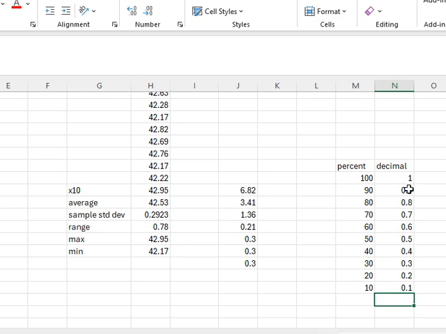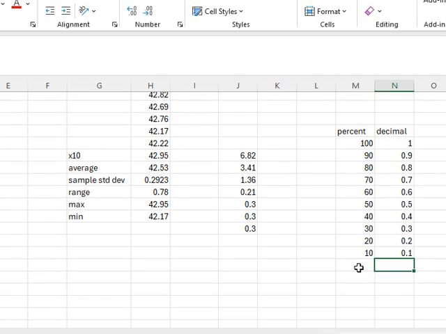So 0.1 all the way to 1. So 1 is 100%, 0.9 is 90%, 80% is 0.8, 70% is 0.7. If you have something like 35.6 percent, you do the same thing: 35.6 divided by 100, and you get 0.356. And if you have something like 0.654, the same thing.